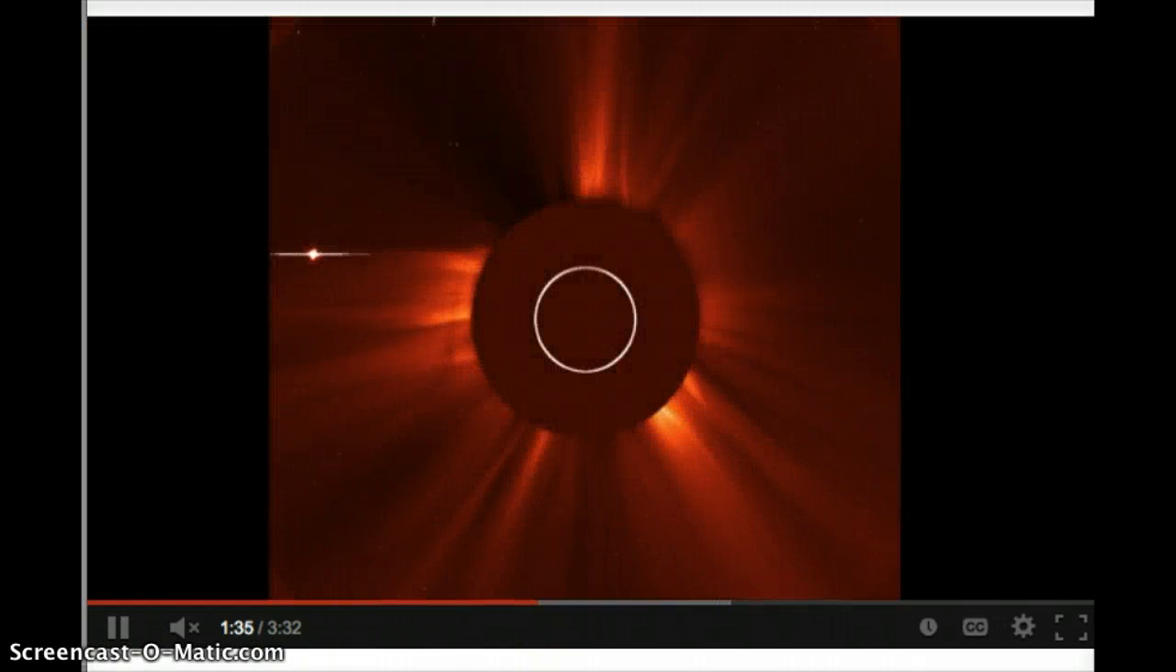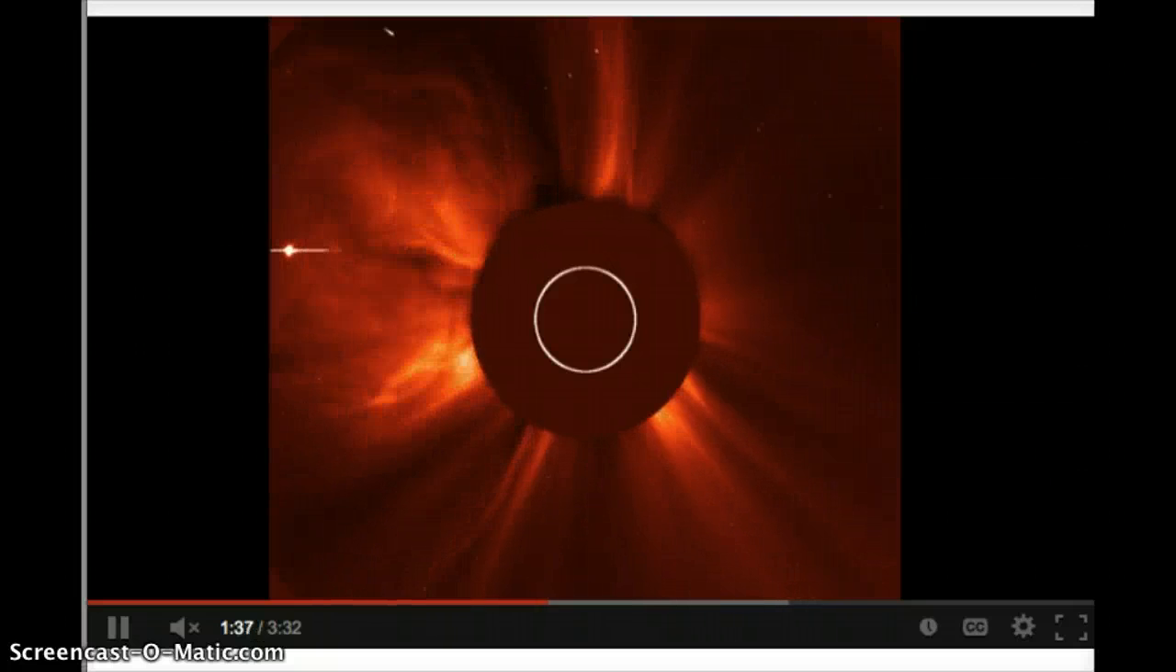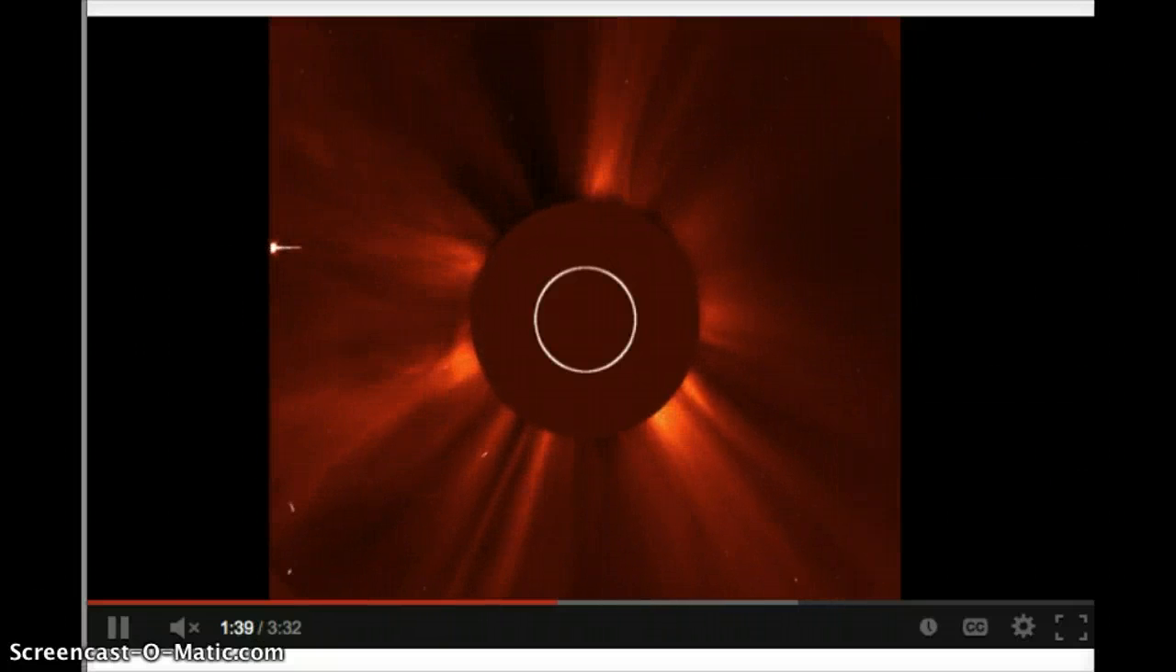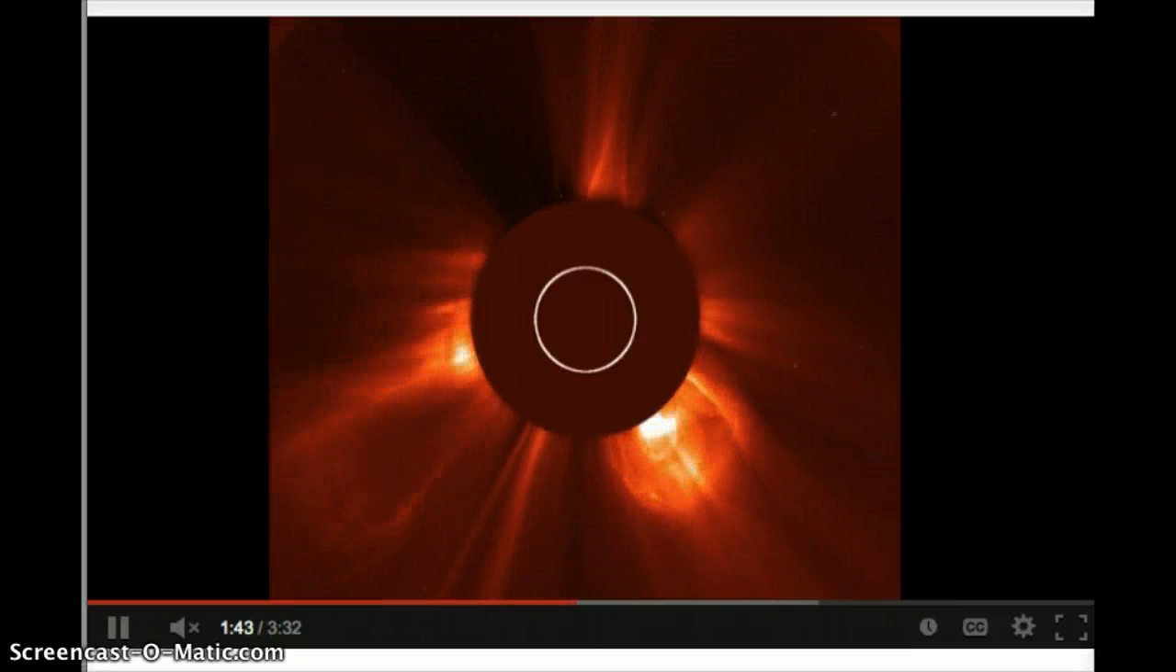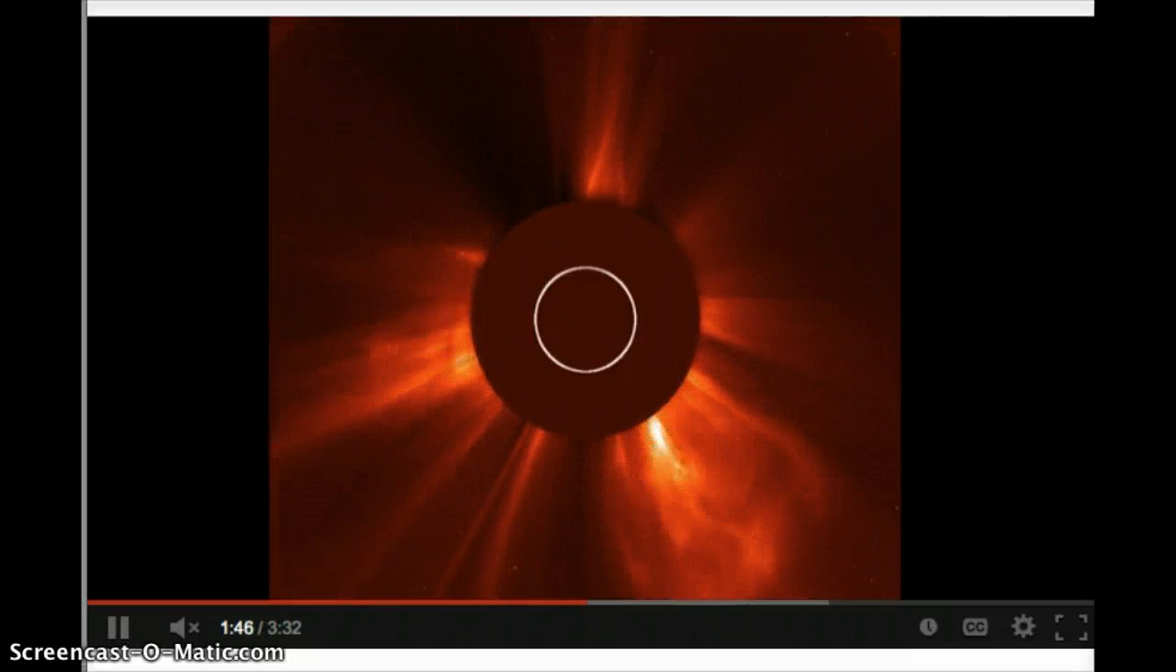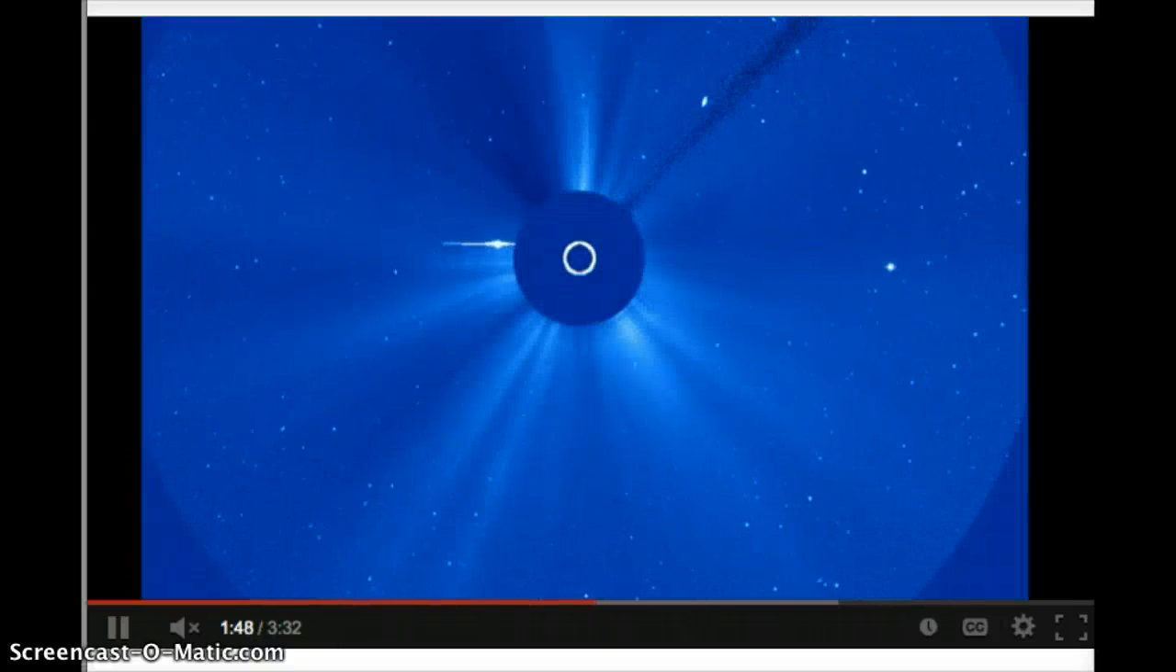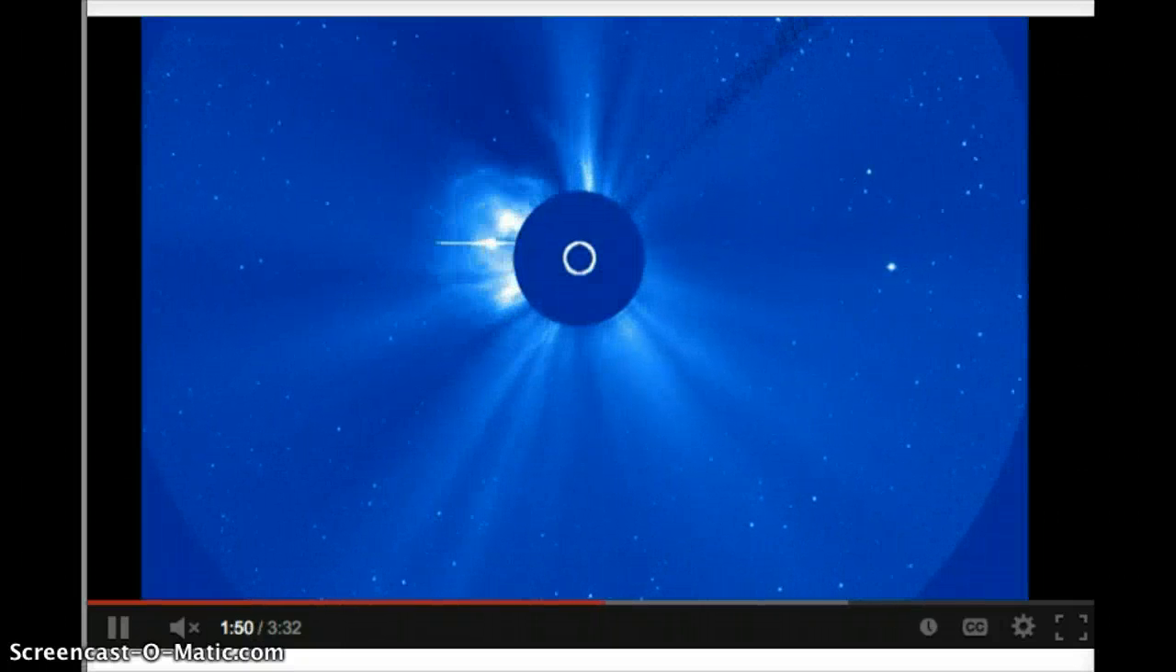The most violent eruptions are called coronal mass ejections, or CMEs. They send particles into the solar system. This is called the solar wind. The solar wind consists of charged particles.